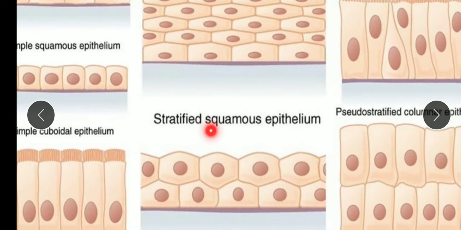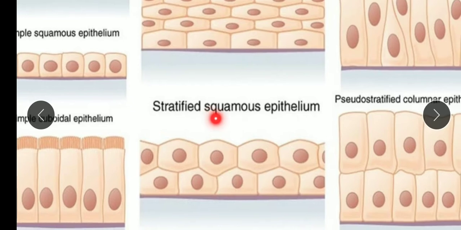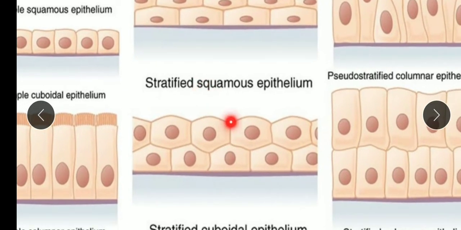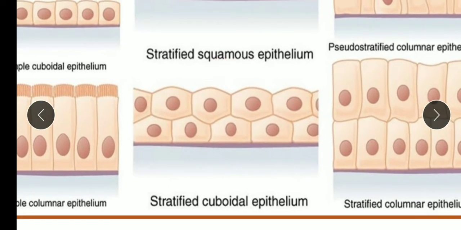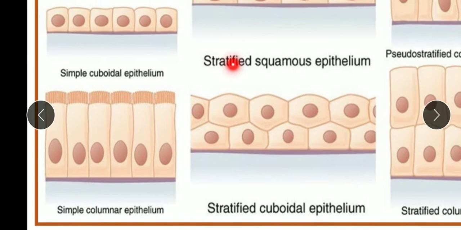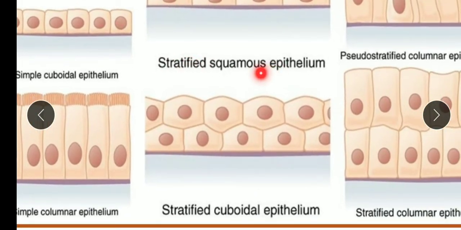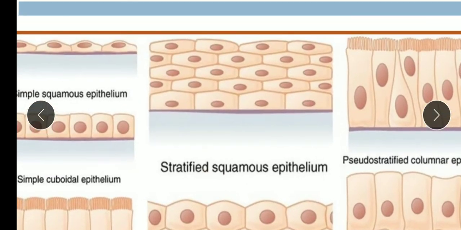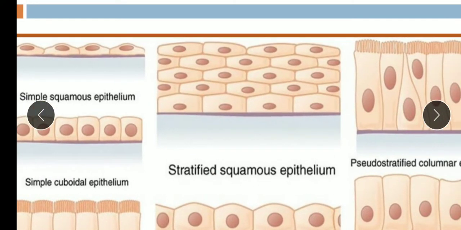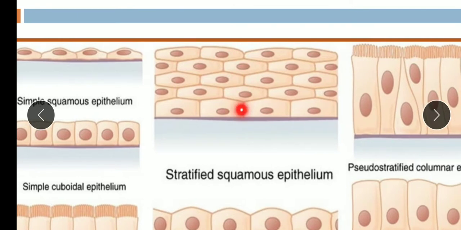Cuboidal we have seen. Now here we will see the stratified ciliated epithelium. Stratified means layers. It is made up of strata, and strata means layers. So here the cells may be stratified squamous when their arrangement is like the squamous epithelium, or they may be cuboidal also. But stratified means the cells are arranged in many layers. You can see there are many layers.